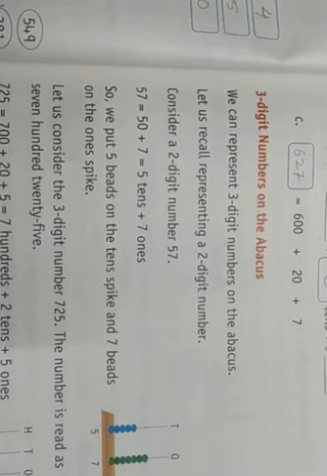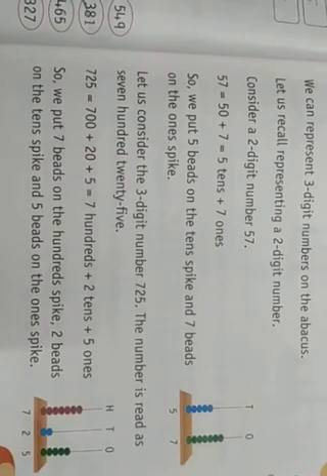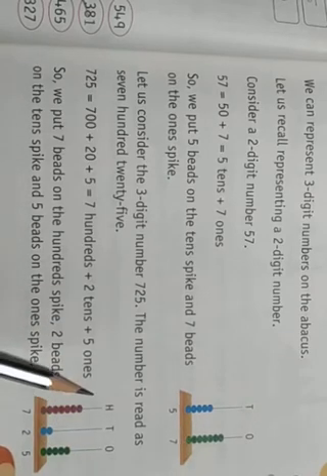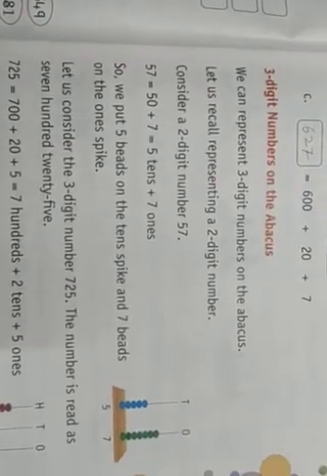Similarly we have to write 3-digit numbers. In 3-digit numbers we have 3 spikes: 1 spike, 10 spike and 100 spike. So ones, tens, hundreds. For example, you have 725. The 5 is ones, 2 is tens, 7 is hundreds. Ones place, tens place, hundreds place. Clear? Based on this concept we will work further.